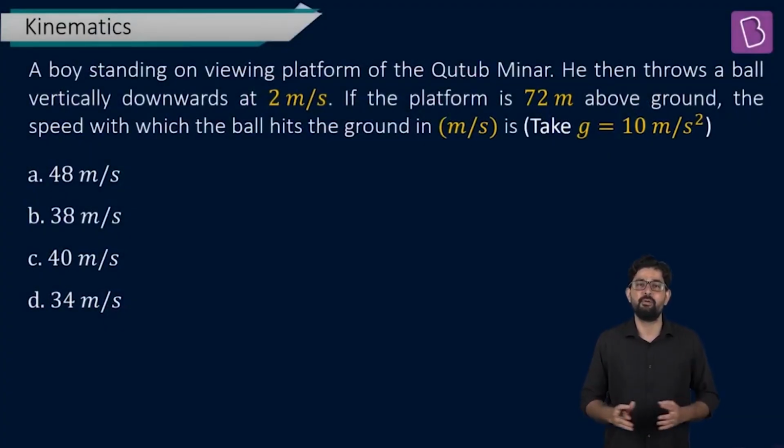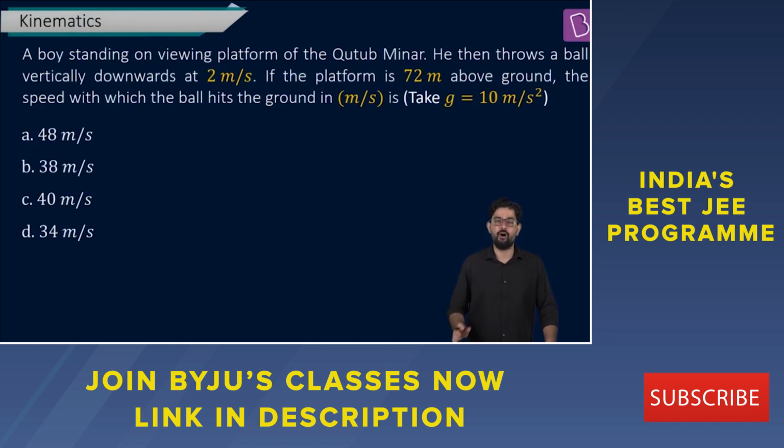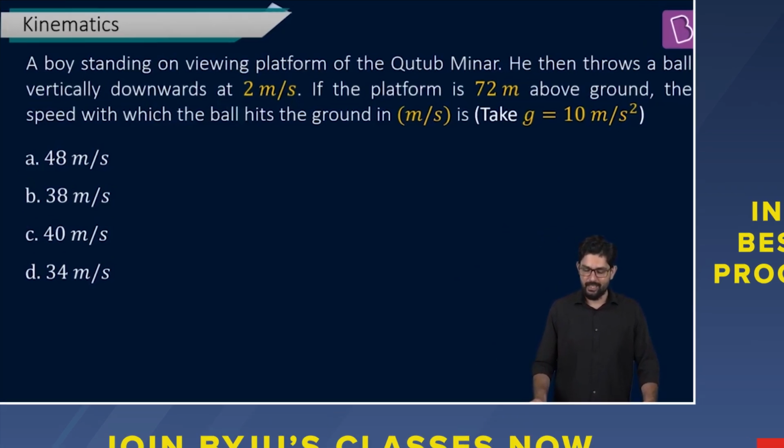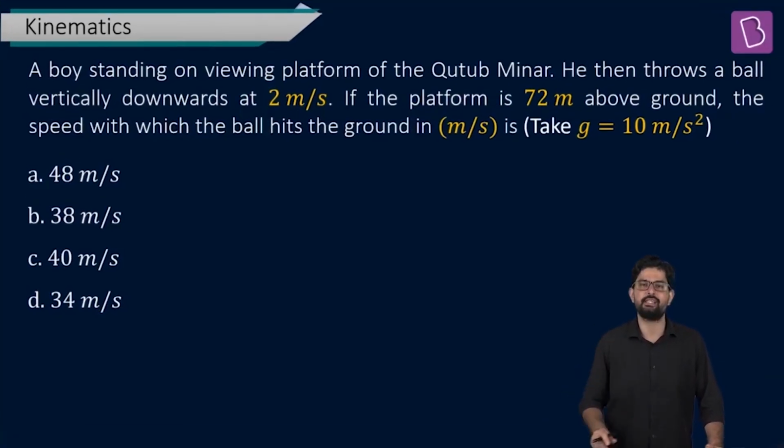This is a simple problem based on kinematics. Let's solve it together. So a boy standing on viewing platform of the Qutub Minar. I'm sure you would have visited this popular tourist site. He then throws a ball vertically downwards at 2 meter per second. So the initial speed of this ball is 2 meter per second in the downwards direction.